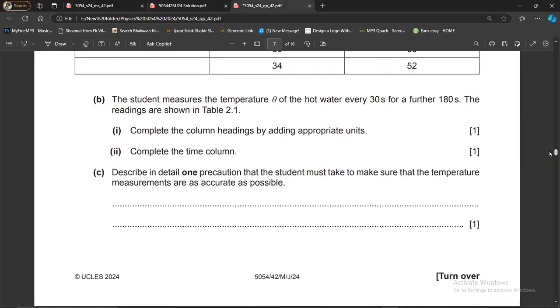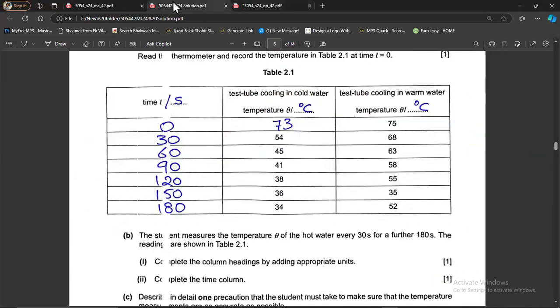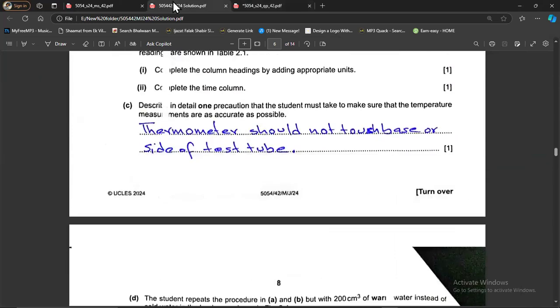Then they say describe in detail one precaution that the student must take to make sure that the temperature measurements are as accurate as possible. So if you want the measurements to be very accurate, there are some precautions. Your line of sight must be perpendicular to the scale of the thermometer to avoid the parallax error. The bulb of the thermometer should not touch the bottom of the test tube. The bulb of the thermometer should not touch the sides of the test tube. So these are some precautions which we must take.